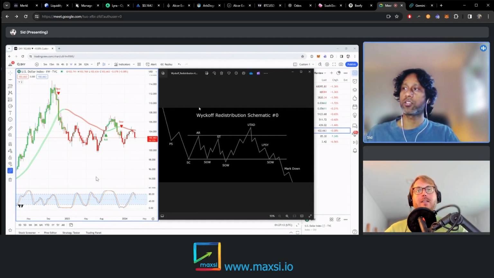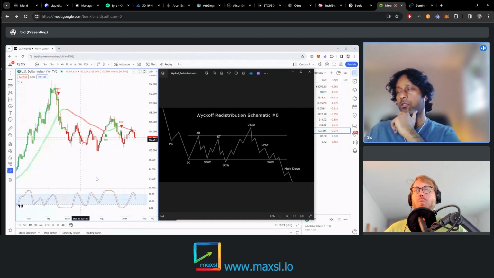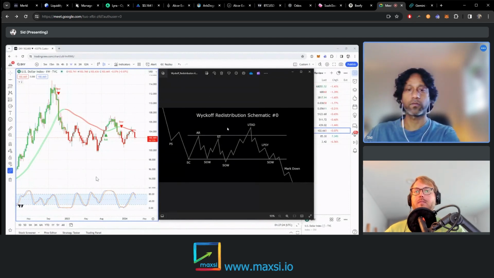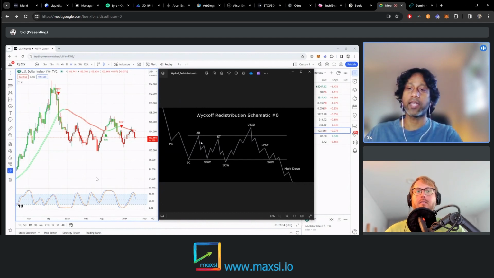I think it's a weekly chart. Yeah, oh, you're right, it's the weekly chart. But yeah, like the distribution schematic, this is what we have for reference on the right side. Usually there can be variations of it, and it needn't exactly look like this.